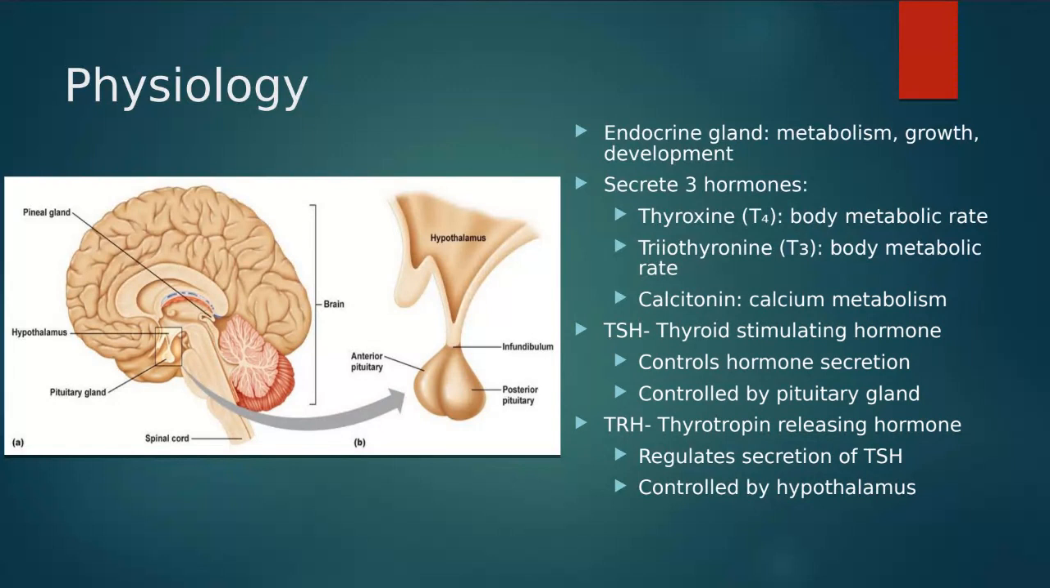Now, the thyroid itself is going to be responsible for producing and secreting these three hormones. We have thyroxine, that is going to be responsible for our overall metabolism, right? How fast is our metabolism or how slow is our metabolism? We also have triiodothyronine. This is going to have that same function, okay? Our overall body's metabolic rate. And it also is going to secrete calcitonin. This is saying, how well does our body metabolize calcium?